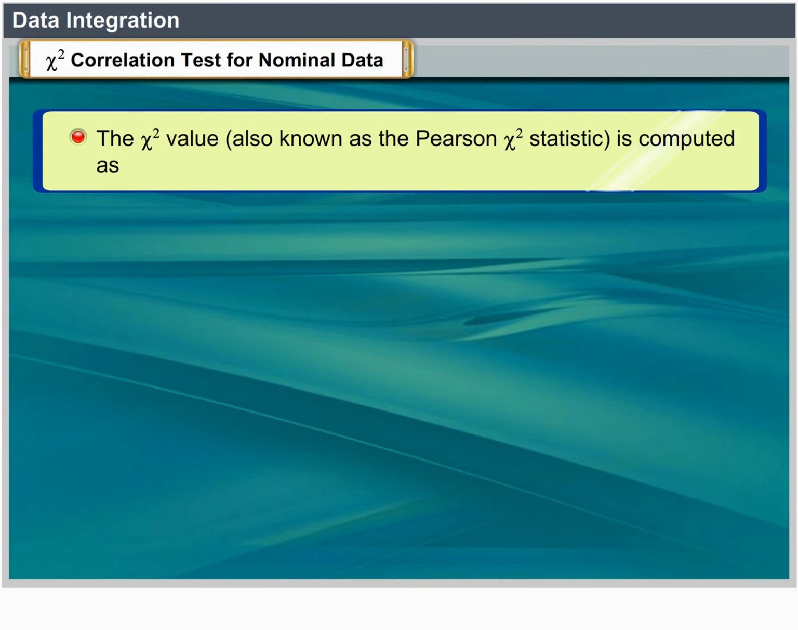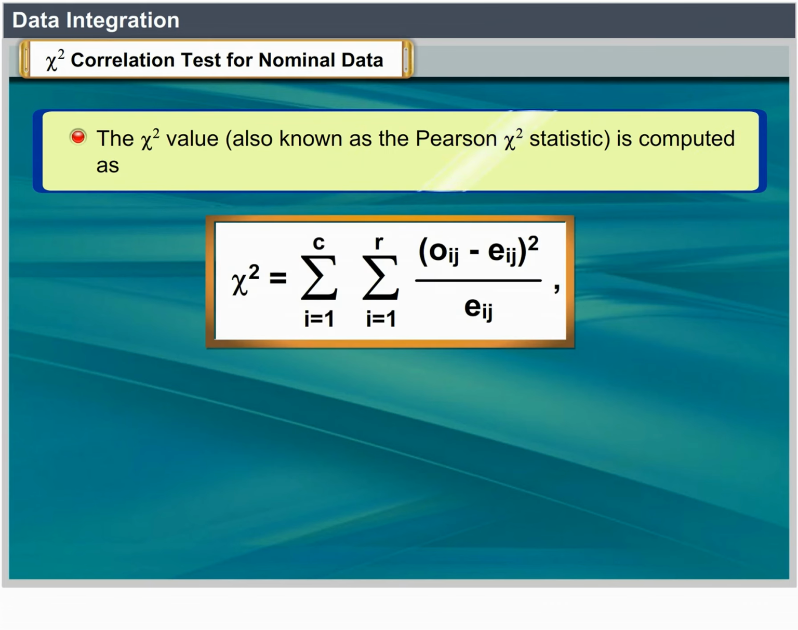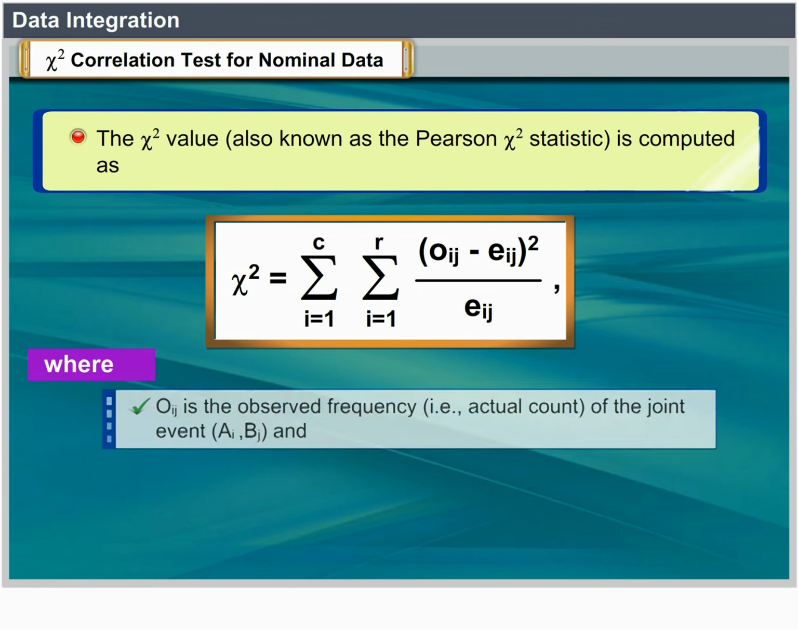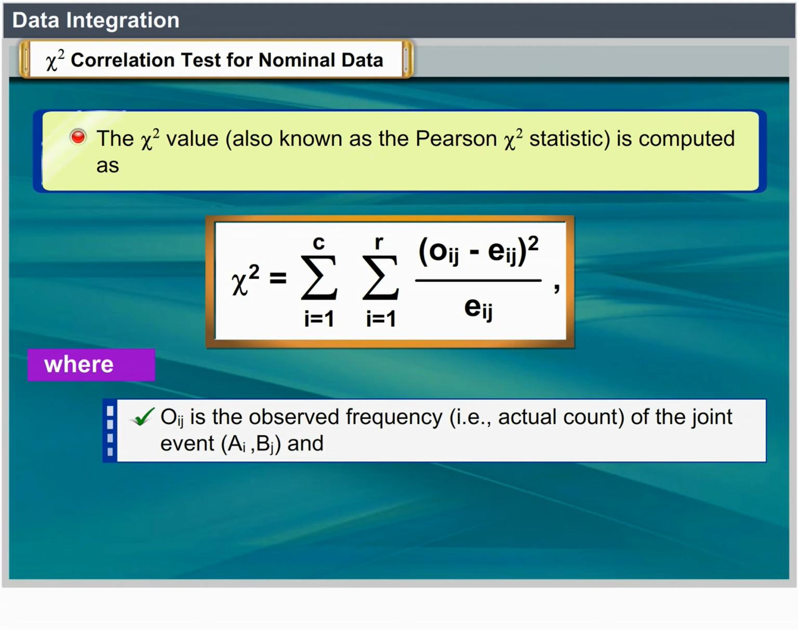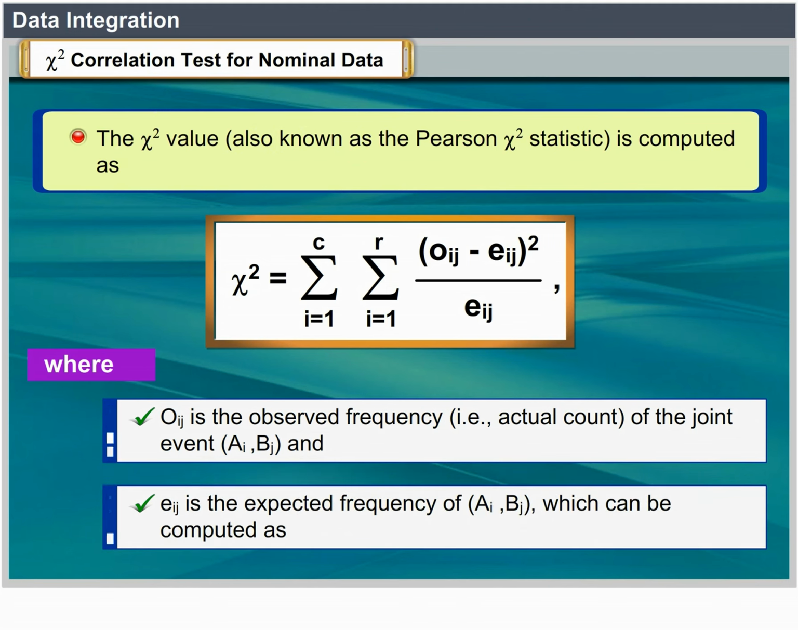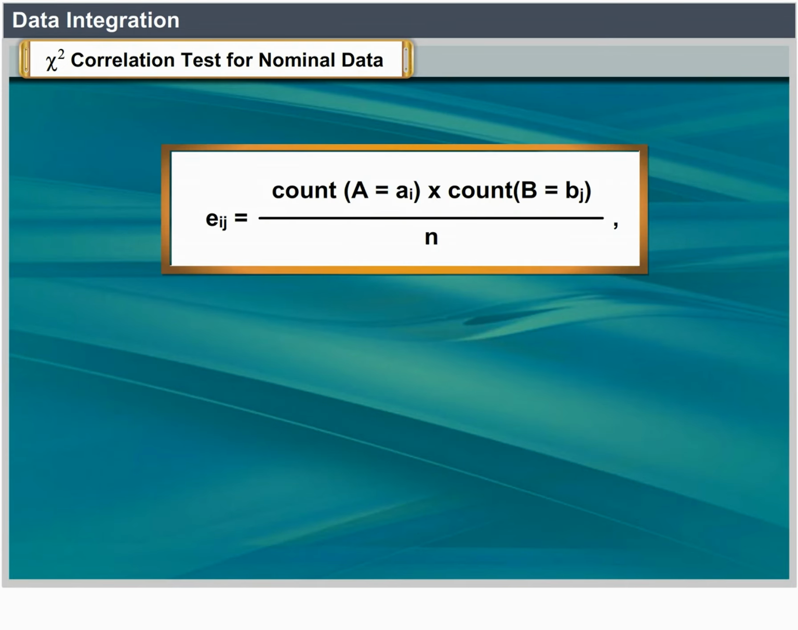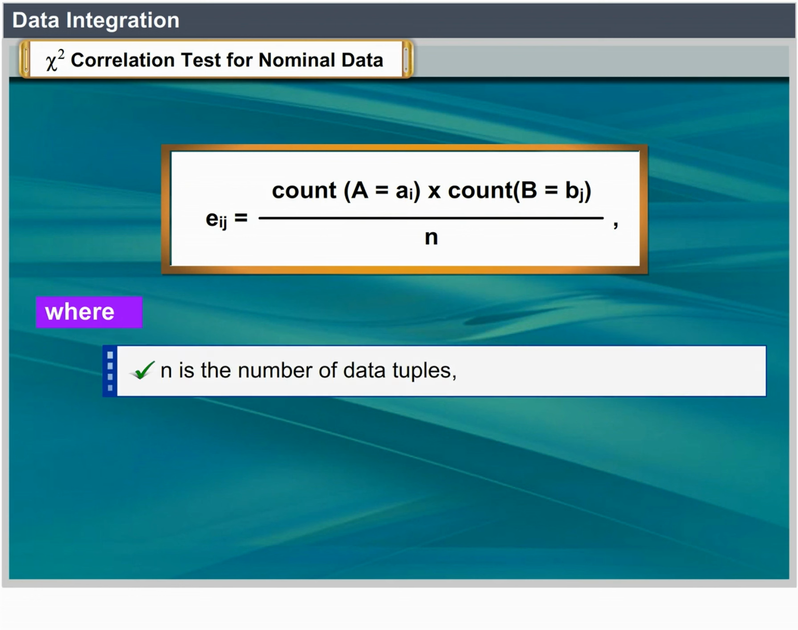The chi-square value, also known as the Pearson chi-square statistic, is computed as chi-square equals the sum from i equals 1 to c, the sum from j equals 1 to r, of (oij minus eij) whole squared divided by eij, where oij is the observed frequency, the actual count of the joint event (Ai, Bj), and eij is the expected frequency of (Ai, Bj), which can be computed as eij equals count(A equals ai) times count(B equals bj) divided by n, where n is the number of data tuples.